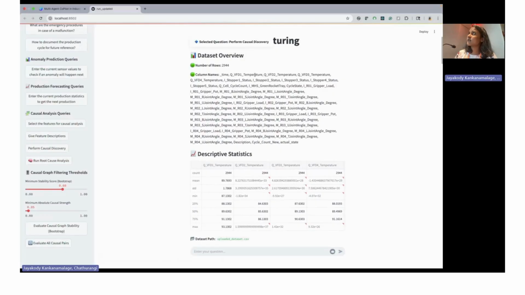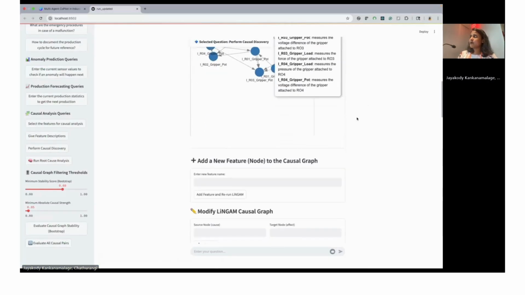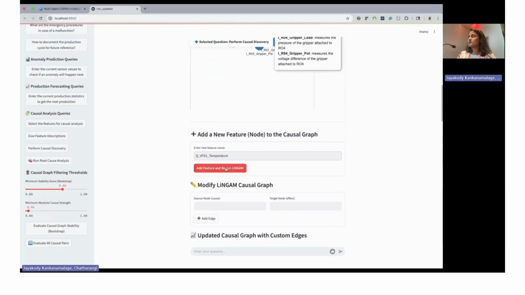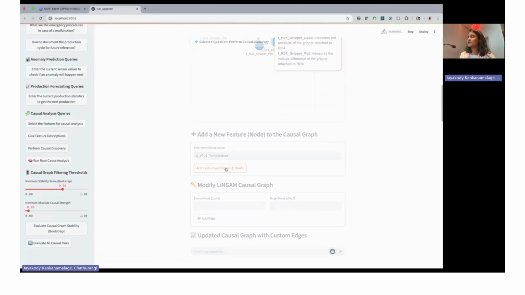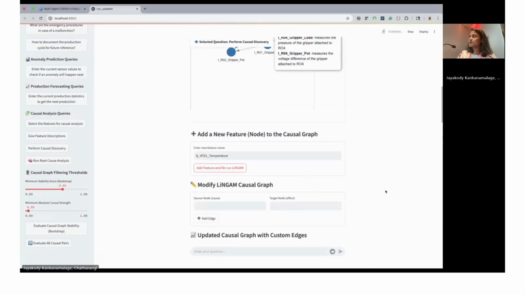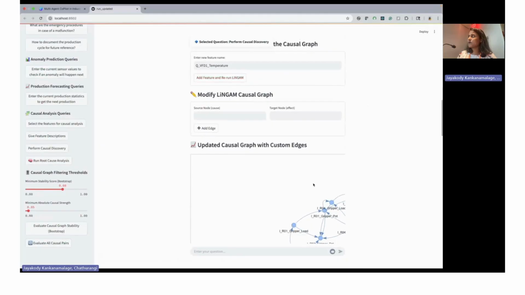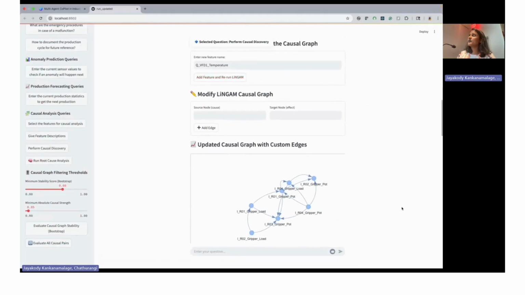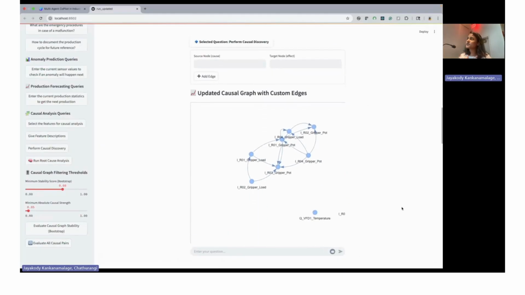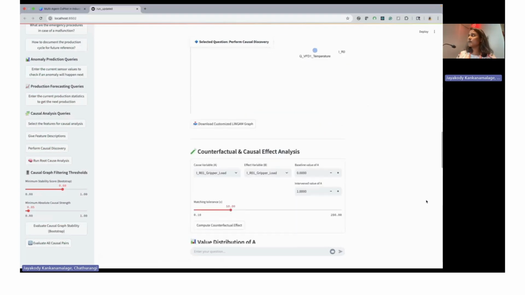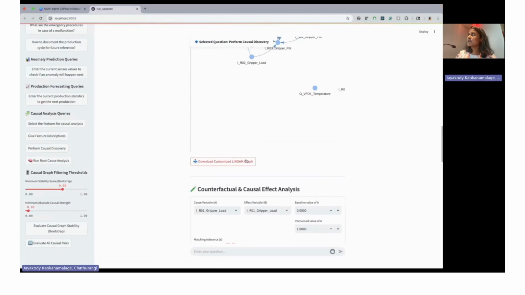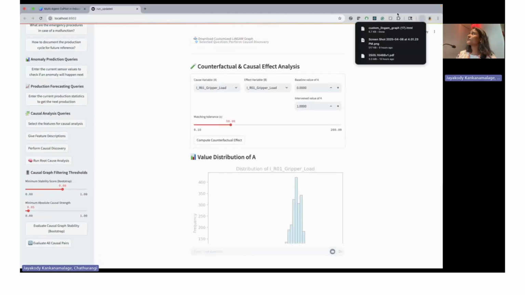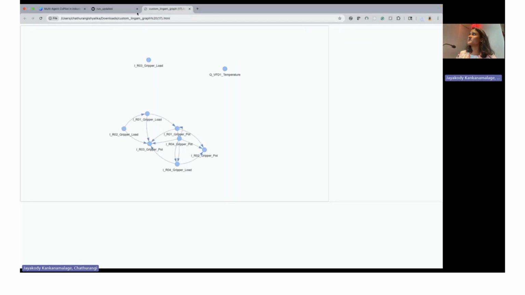So let's see, he wants to add the effect of this second temperature variable also. And then he can add this graphically through this particular section, and then the causal graph is updated with the new node, and whatever questions you ask later are based on the new causal graph which you have here. And then you can download this graph for further analysis that you can use later.